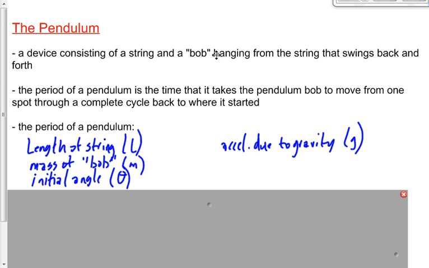Okay, so we know this one is a factor. We know this one definitely affects it. What about the length of the string? Let's test that one right now, okay? We'll just do a little qualitative thing, okay?